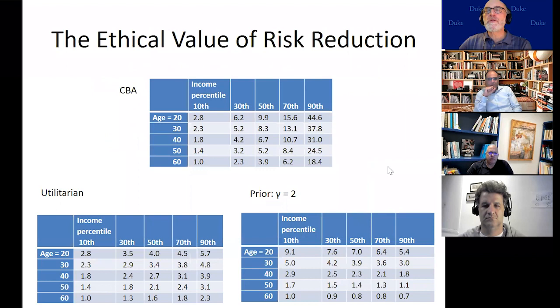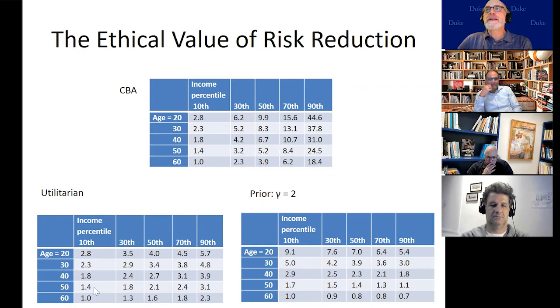All right, so let me go through these charts and then we can talk. In some ways these are the most, well, I like these tables a lot. What's going on here? What I've done, again, using the model, and again, with this population, so this is a model population which shows heterogeneity with respect to age and income.